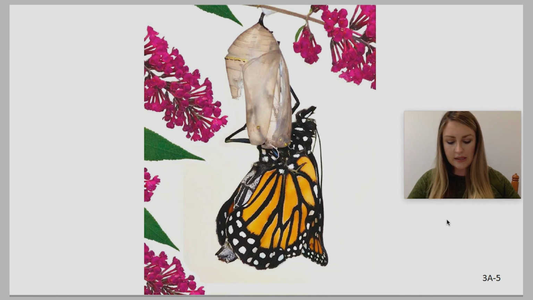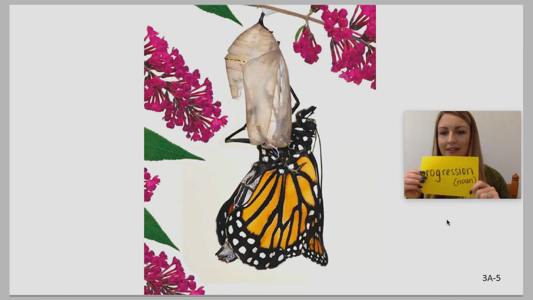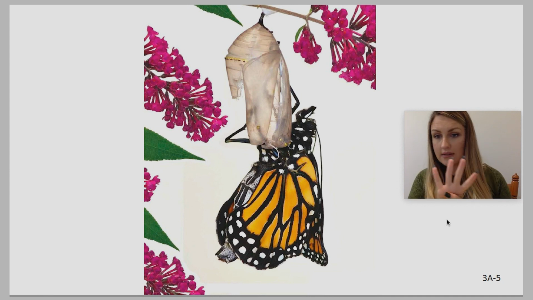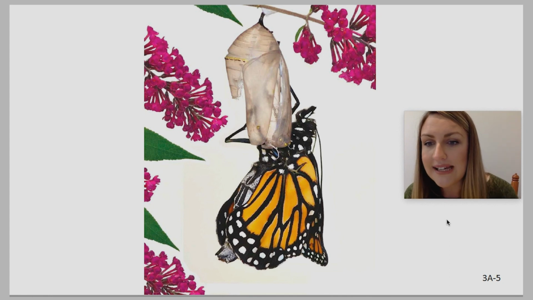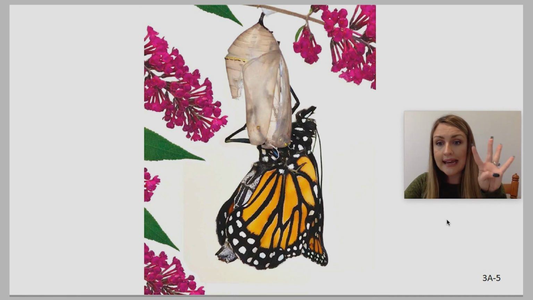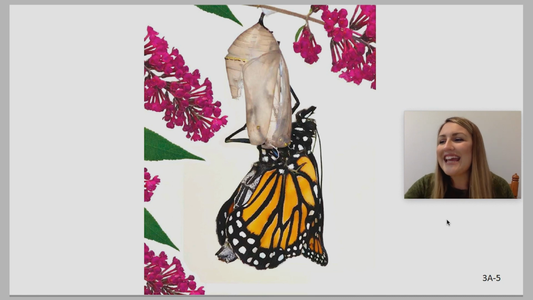Scientists call this progression or series through the four separate stages a complete metamorphosis. Say it with me, complete metamorphosis. That means it went through 4 stages to get to be an adult butterfly. I can't argue with that. Can you? The change is indeed complete.